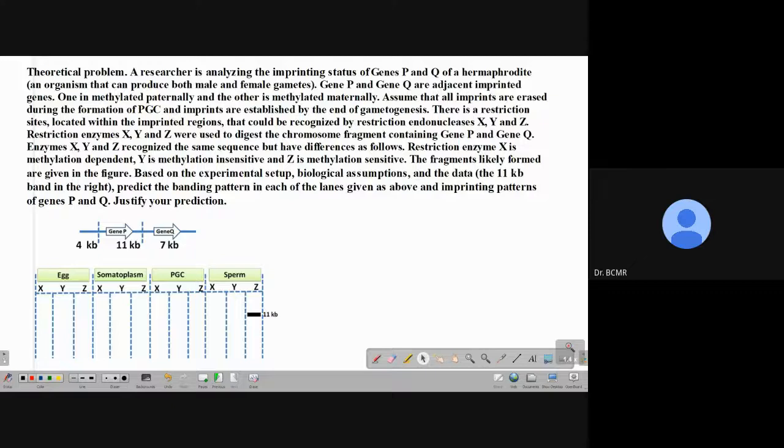Old question paper. I think we should try to do it. And it's a theoretical problem. And I hope you remember we have solved a few questions on imprinting before. And I would like you to do that as well.